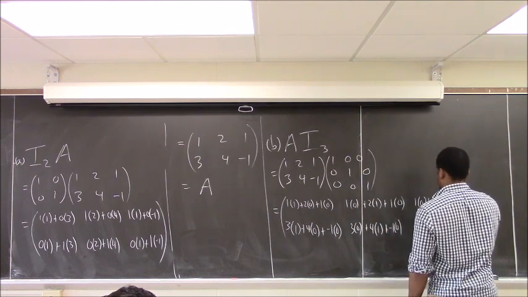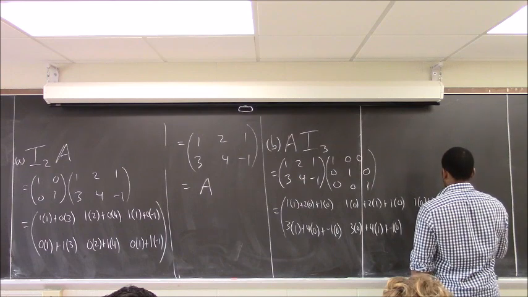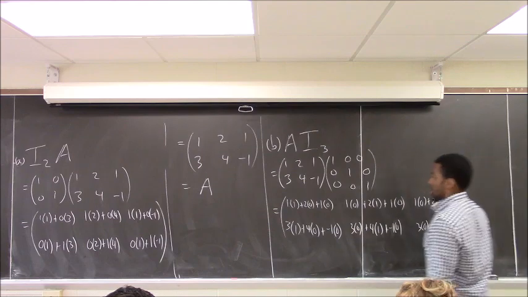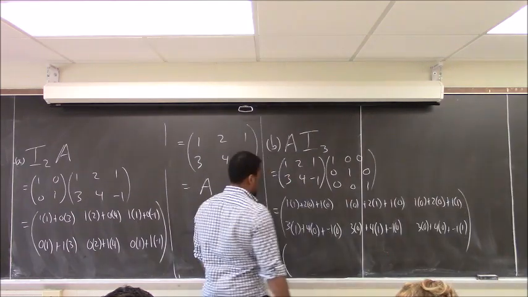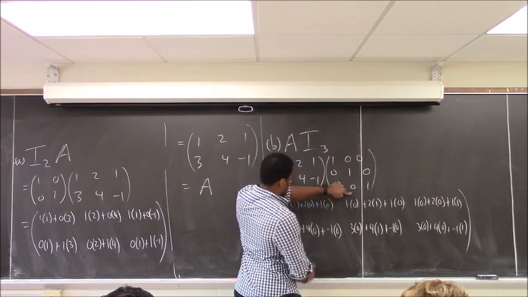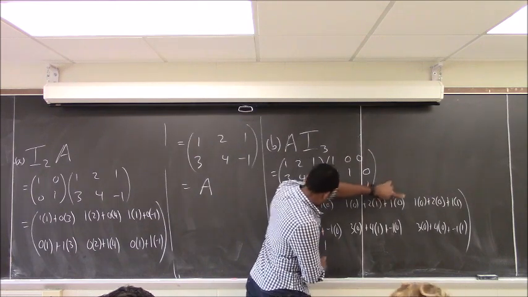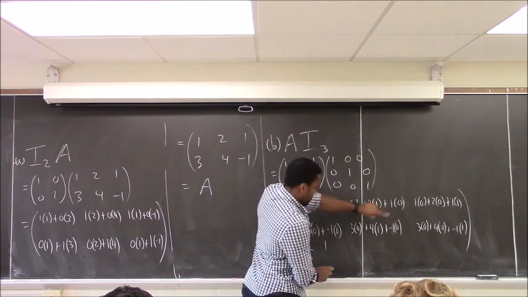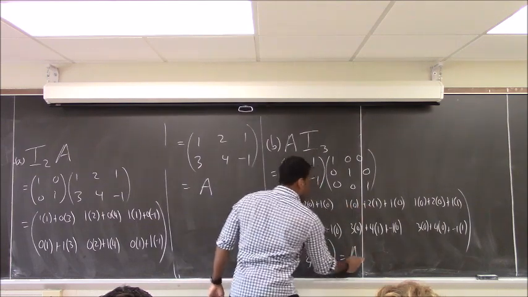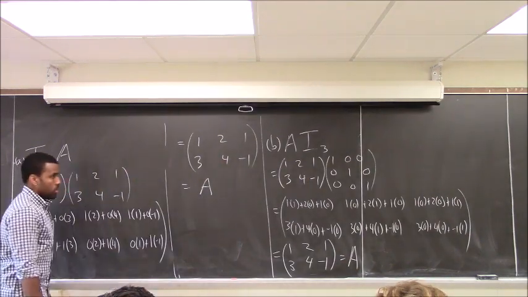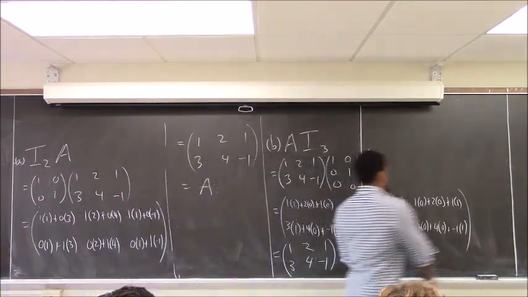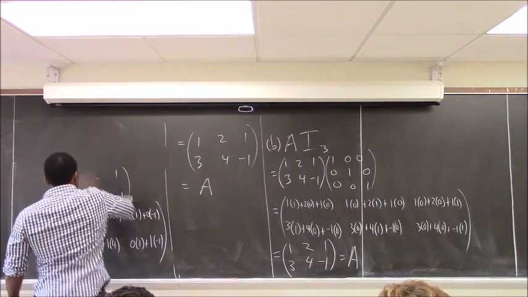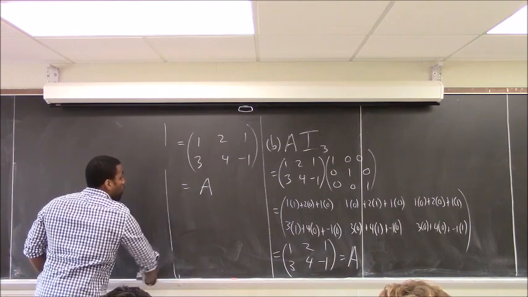Second row times last. And if I simplify that, again I'll find a 1 here, 2 there, a 1 there, a 3 here, 4 there, and a minus 1 there, so I get A again. So that's why it's called the identity matrix. It gives you the identity of anyone you multiply it by. It's like the number 1.